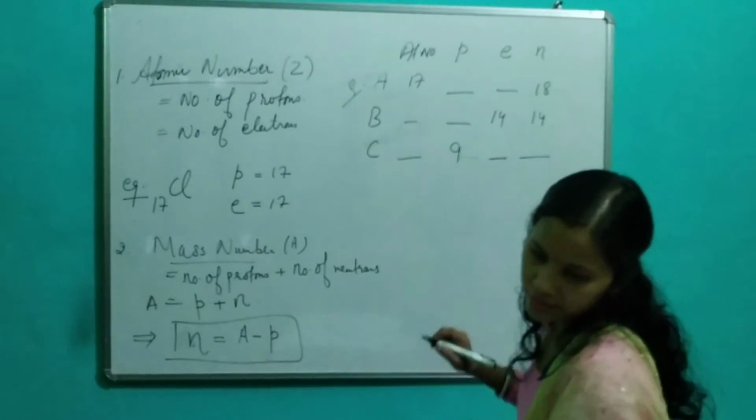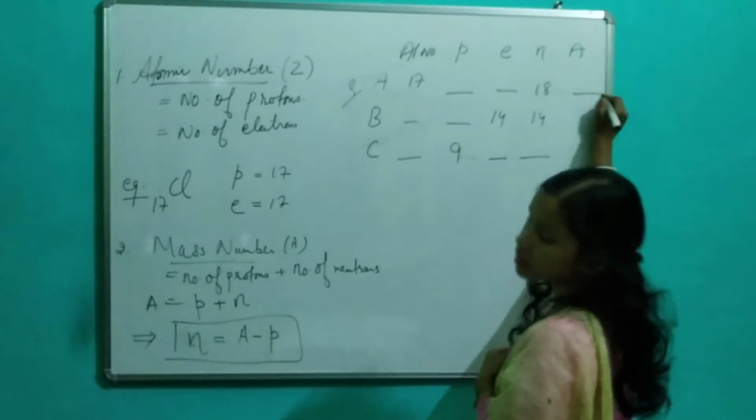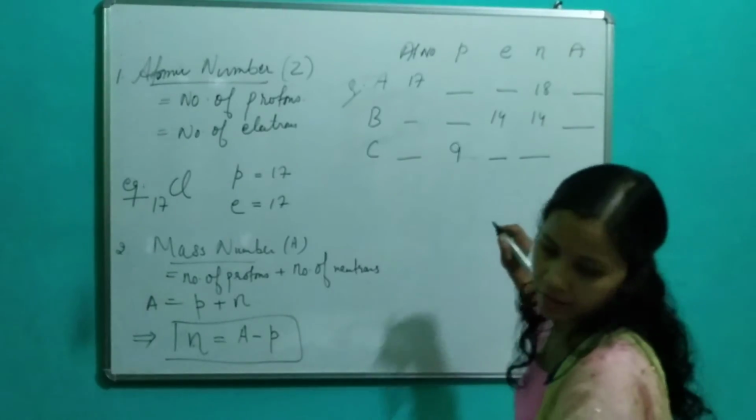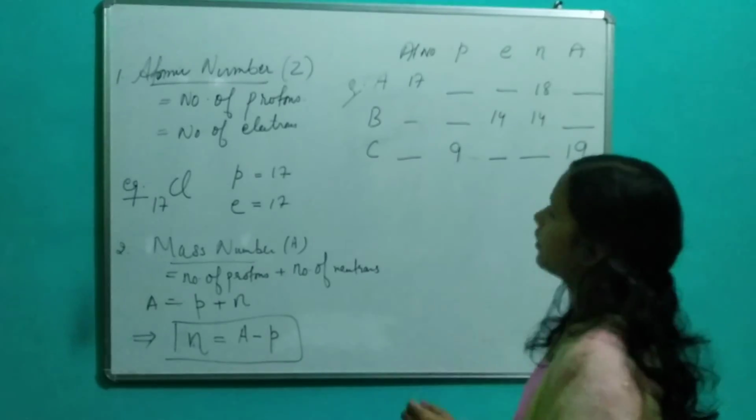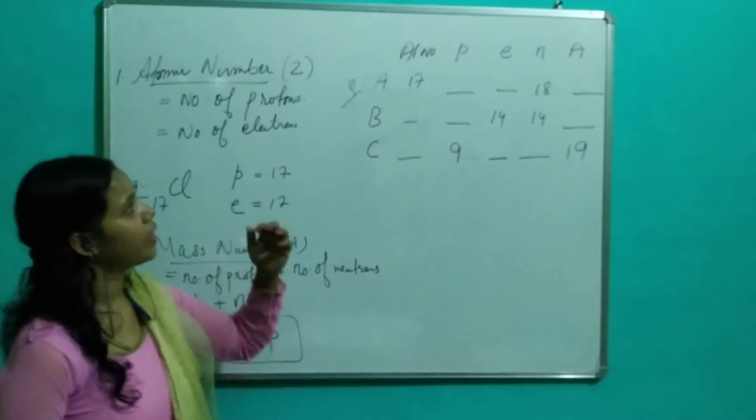Dash. Then mass number. Alright, so this is the question given to us. ठीक है, अब हमको यहाँ पे क्या फाइंड करना है?